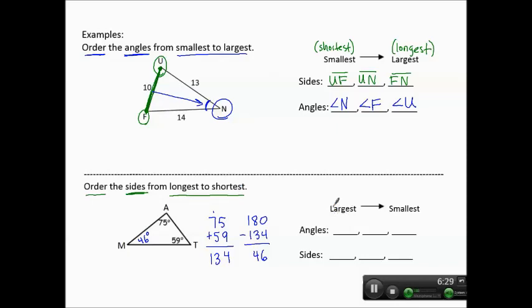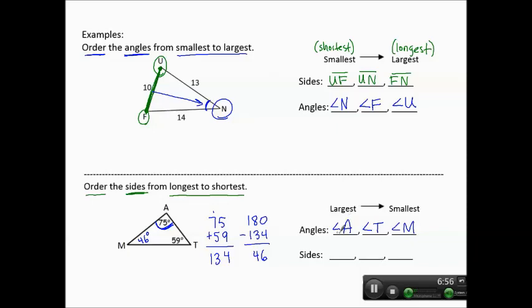So the largest angle is angle A that says 75 degrees. Again, we're going to put the name of the angle, not the measurement that's in the picture. So angle A is the largest. The next largest is angle T. And the smallest number is 46, so angle M is the smallest. Now we can use this order to order the side lengths.